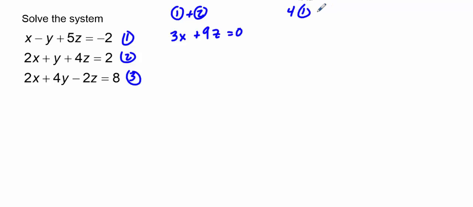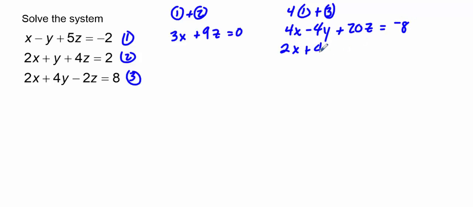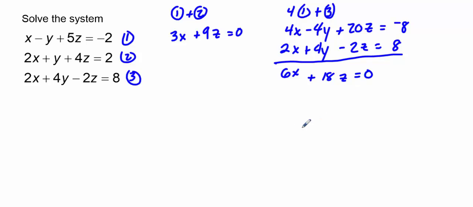And then I'm going to take 4 times 1, add it to 3, which gives me 4x minus 4y plus 20z equals -8, and then 2x plus 4y minus 2z is equal to 8. You'll notice that I have 6x, I have 18z, and 0. I notice that each of these have a 2 in common.